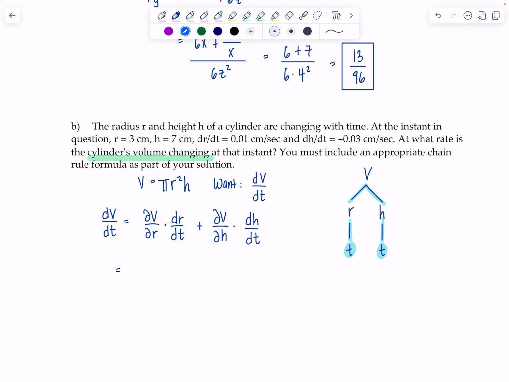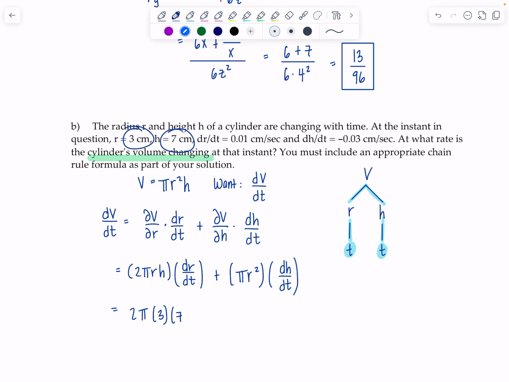So what's ∂V/∂R? Treating H as a constant, the derivative would be 2πRH, then we have dR/dt, plus ∂V/∂H would be πR squared, and then we have dH/dt. All right, and then they gave me all the info I need to just plug it in. So this is 2π, R is 3, H is 7, dR/dt is 0.01, plus πR squared, and then dH/dt.